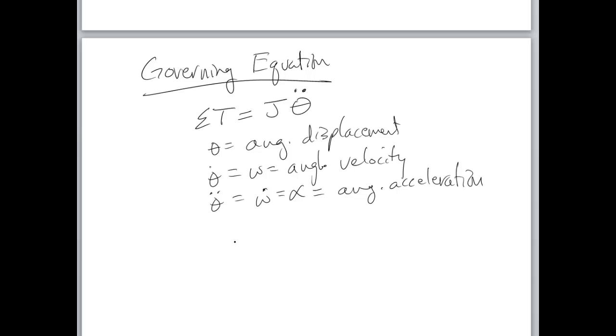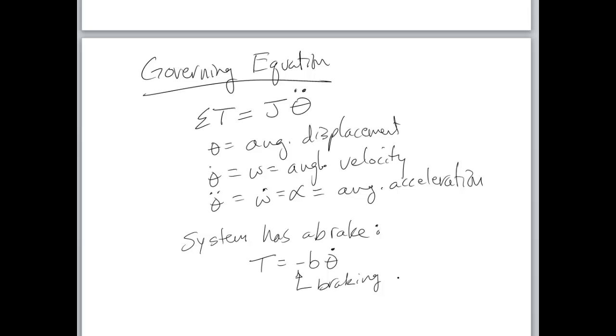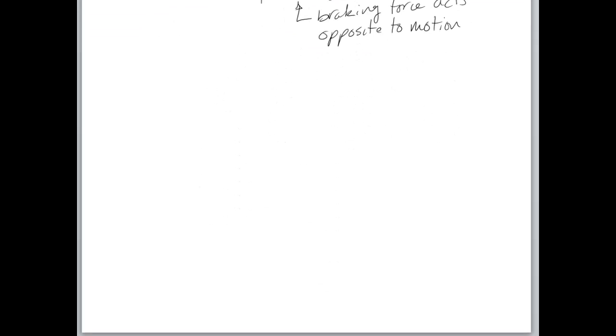What kind of torques do we have on this system? Let's say that our system has a brake on it, and we're going to model this brake like a damper. The reason we have this minus sign here is that the braking force will act in the opposite direction of motion. If we're keeping track of theta in the positive direction as whatever direction the system is rotating in, then this torque is going to be counteracting that motion, or trying to slow it down. That's really the only torque acting on our system.